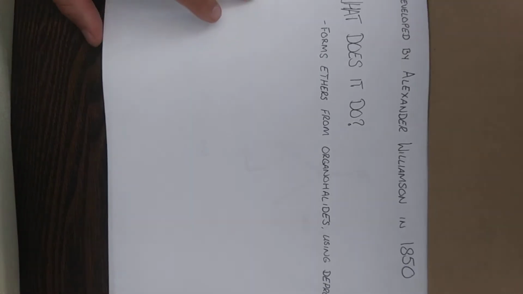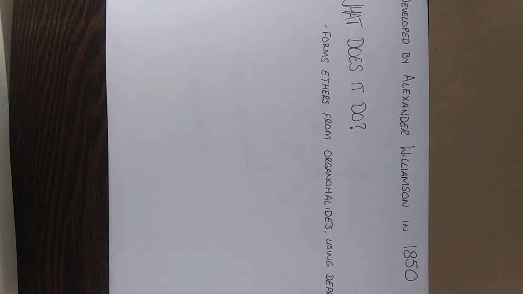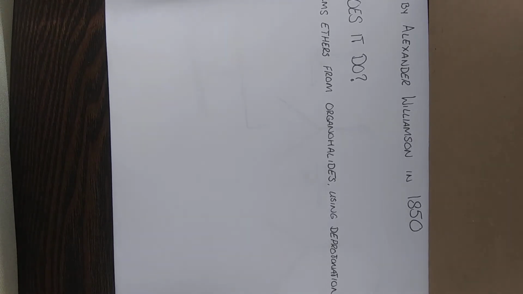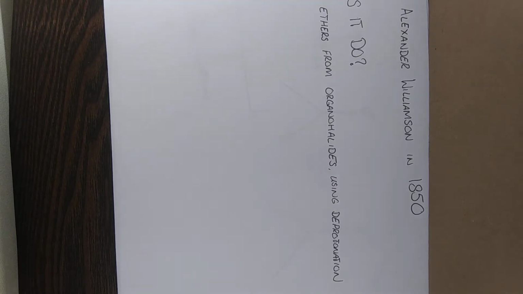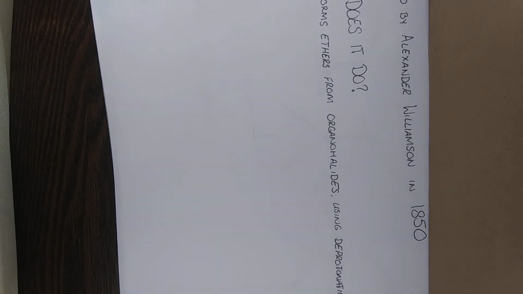Now, Williamson ether synthesis was developed by Alexander Williamson in 1850. What does it do? It forms ethers from organohalides using deprotonation. It's a very straightforward concept. It's a very straightforward way to form ethers. Let me show you.